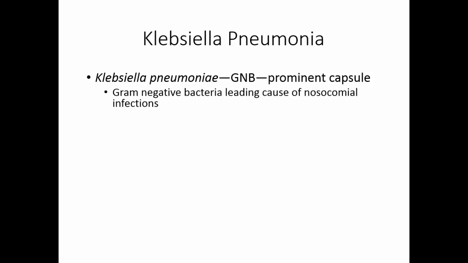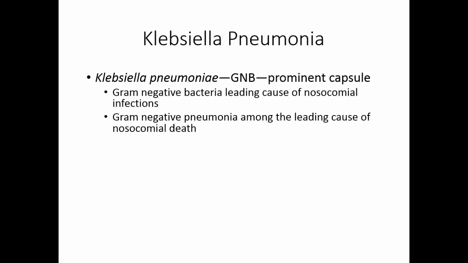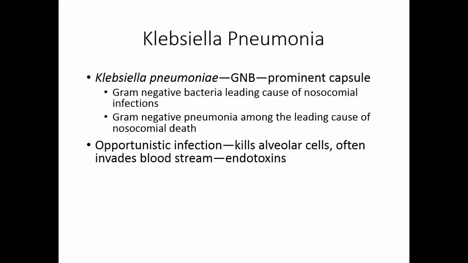Gram-negative bacteria are a leading cause of nosocomial infections, and gram-negative pneumonias are among the leading causes of nosocomial death. This is an opportunistic infection. This organism will actually kill the alveolar cells and often invades the bloodstream. Because this is a gram-negative bacillus, we have endotoxins that can then be in the bloodstream.